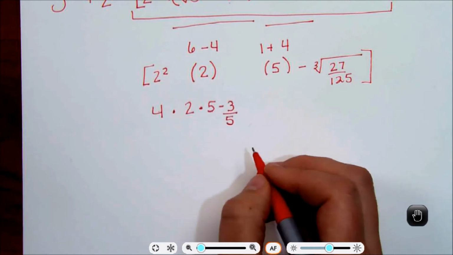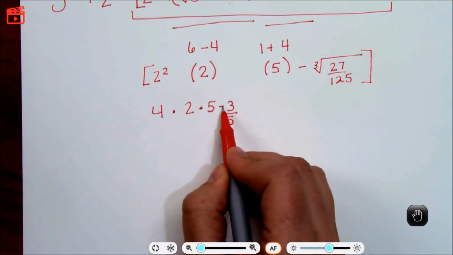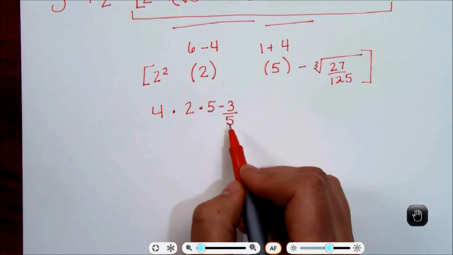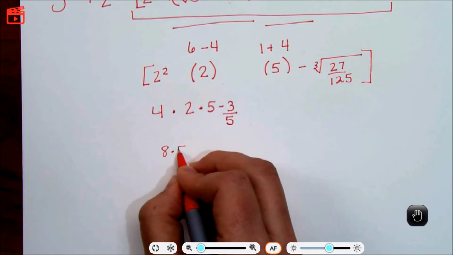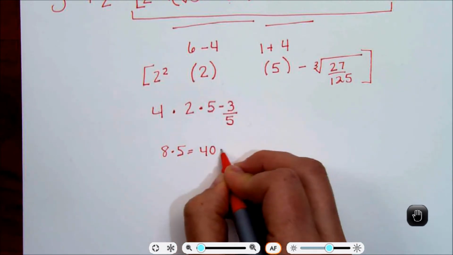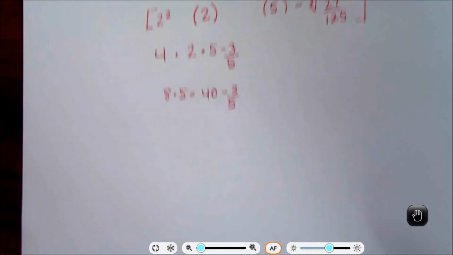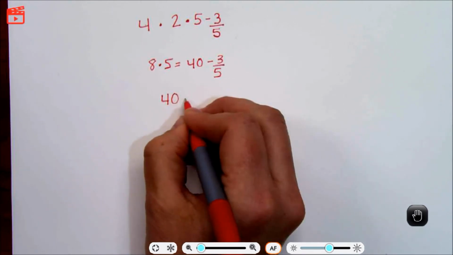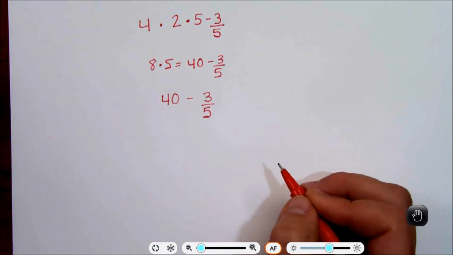Now as we multiply across, we're going to multiply before we subtract. In this case, it just happens to be in the right order, left to right. So we're going to go 4 times 2 is 8, times 5 equals 40, minus 3/5.